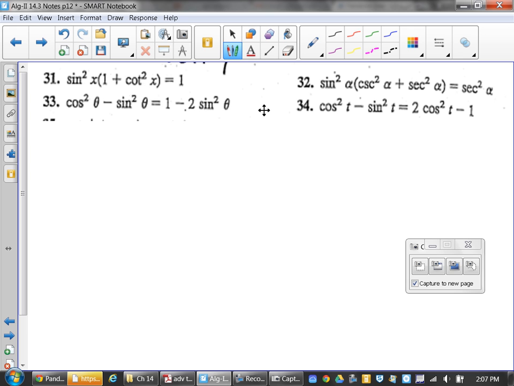So as I'm looking at the first one, I have sine squared times the quantity 1 plus cotangent squared. There are multiple ways to start this. You could distribute, rewrite in terms of sines and cosines, or recognize that 1 plus cotangent squared is cosecant squared. So you wind up with sine squared times cosecant squared. And aren't those two inverses of one another? And what happens when you multiply inverses? And you get 1.